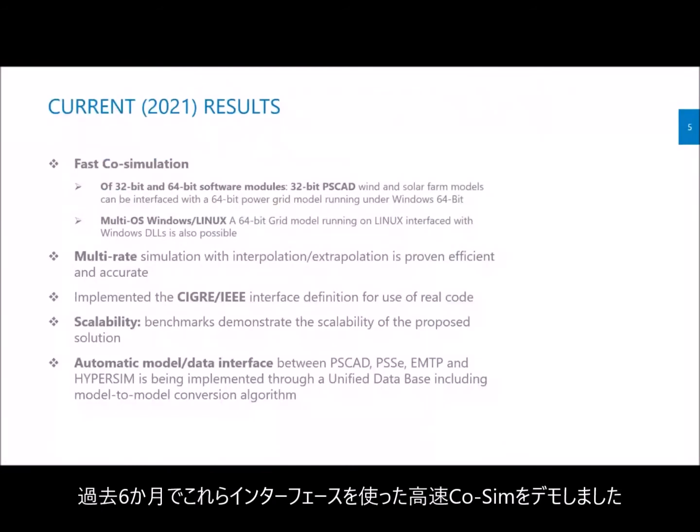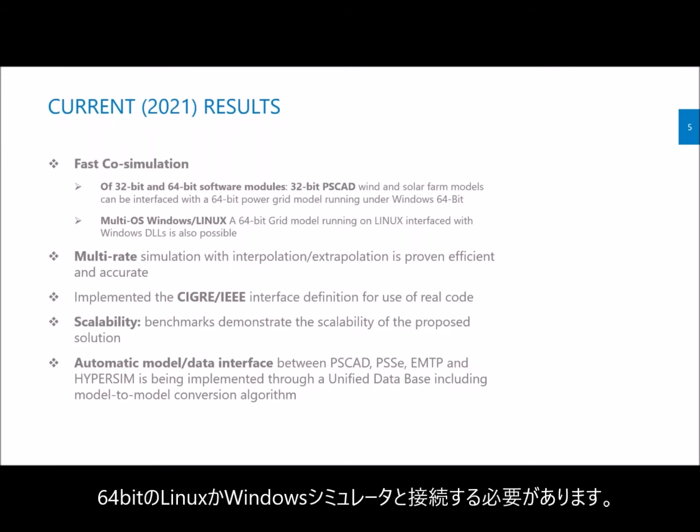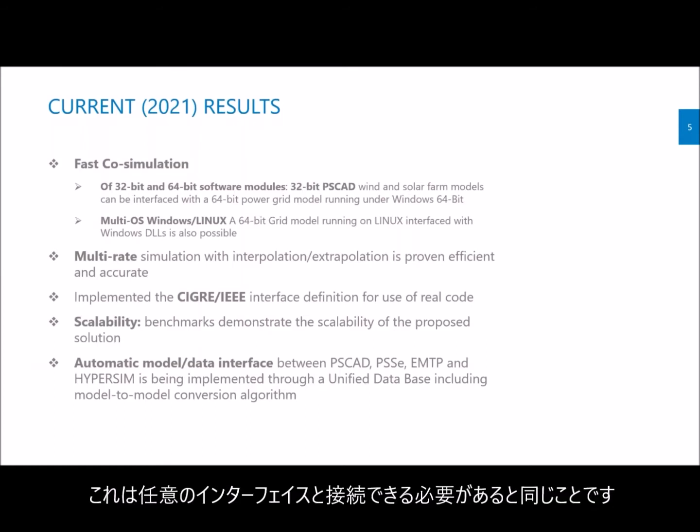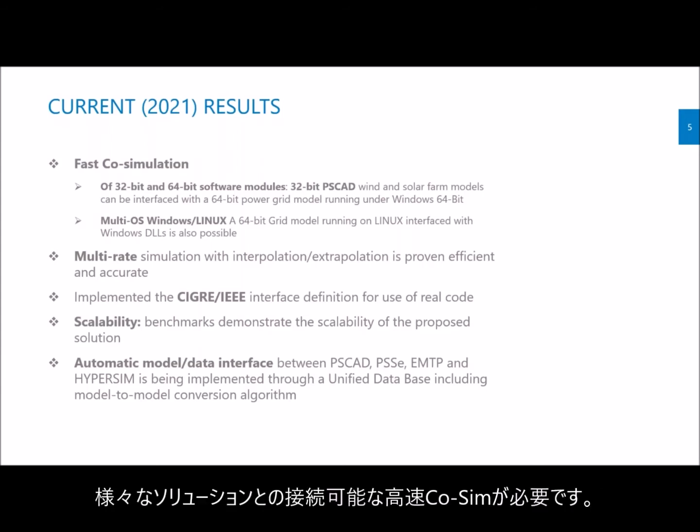So as of now, what we have demonstrated, at least over the last 6 months, is fast co-simulation. It is now required to interface, for example, the 32-bit PSCAD DLL control model provided by suppliers. We need to interface that with either a Linux or Windows simulator with 64-bit. So this has to be interfaced together, and sometimes we need to interface a Windows DLL with Linux. So we need fast co-simulation that will enable us to interface several types of simulation technology.